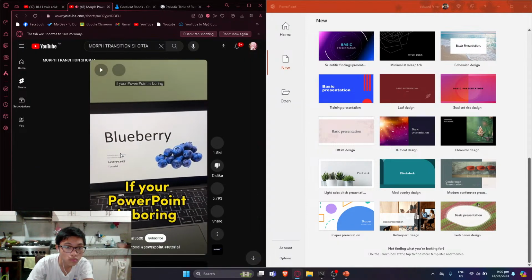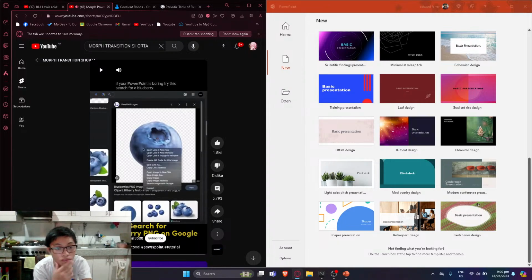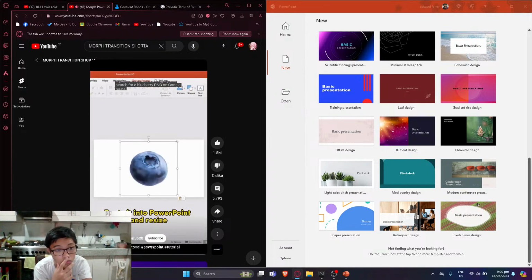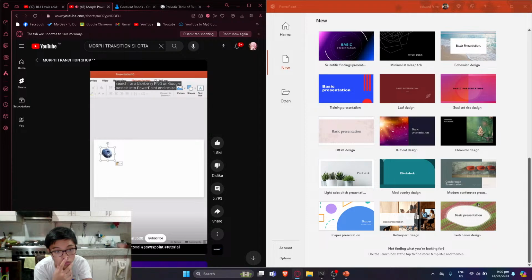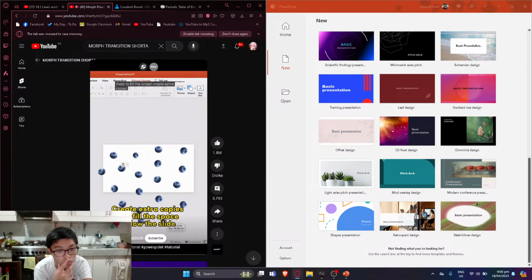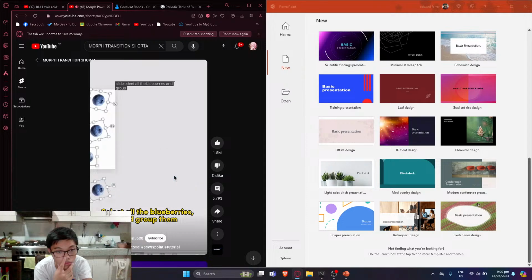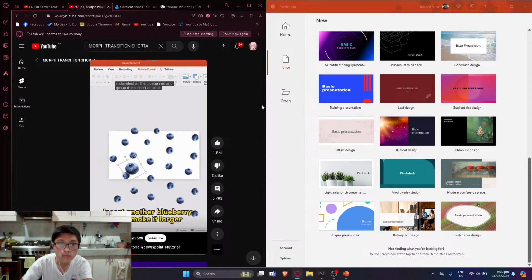If your PowerPoint is boring, try this. Search for a blueberry PNG on Google. Paste it into PowerPoint and resize. Make some copies and rotate them, arranging them to fill the screen. Create extra copies and fill the space below the slide. Select all the blueberries and group them. Insert another.